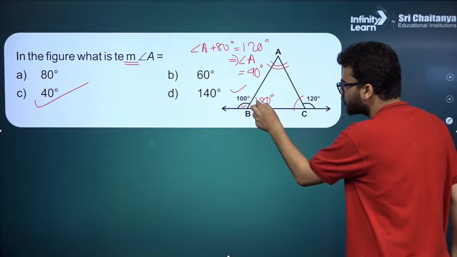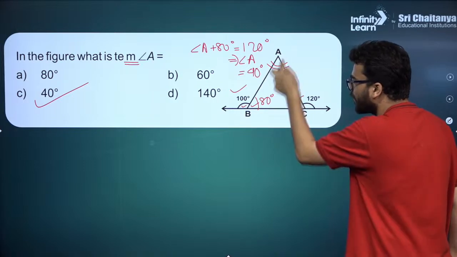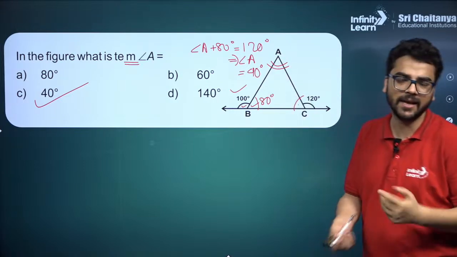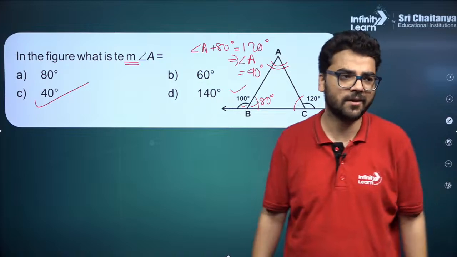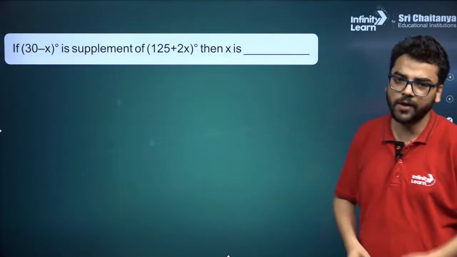Or you can also do it like this. You can find this to be 80, you can find this to be 60. Then you can use angle sum property in triangle ABC. It is the same thing. Three ways are possible, right? It's a direct question, Preetham. Yes. What about this question over here?